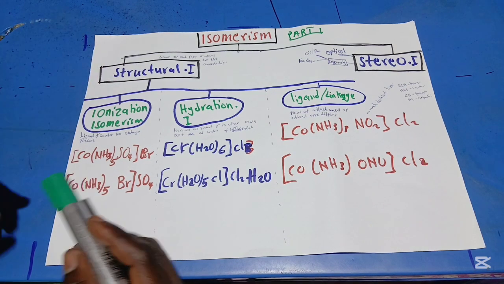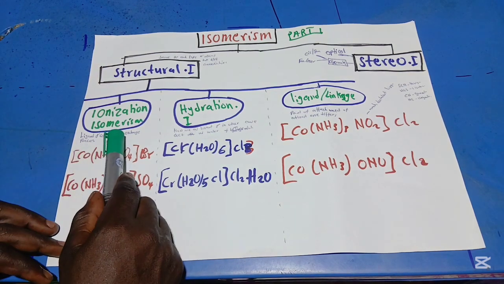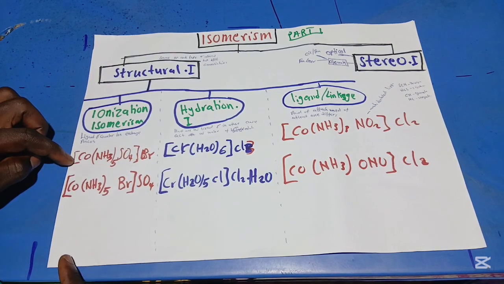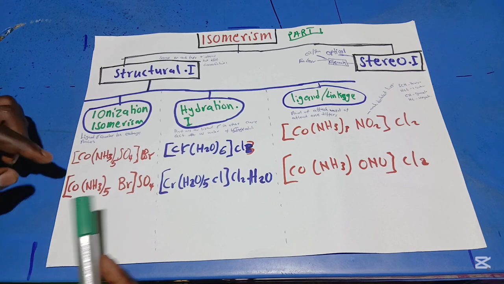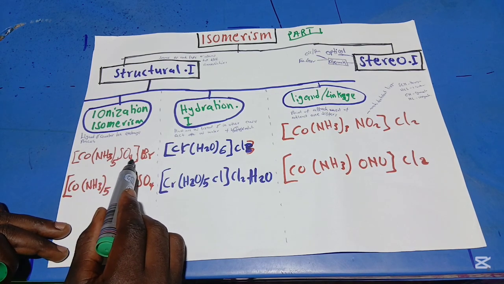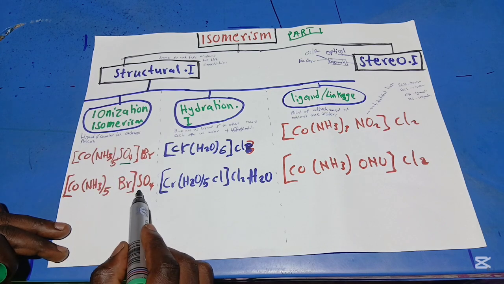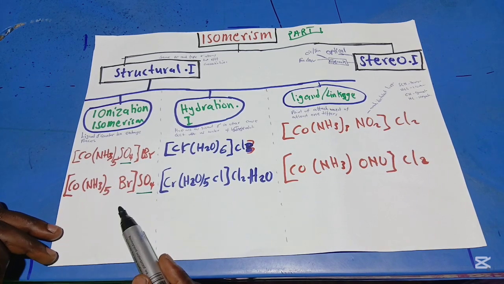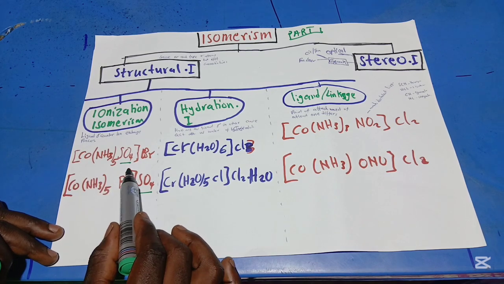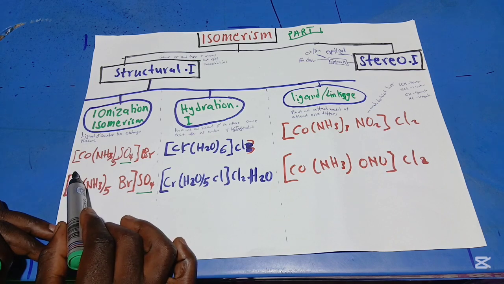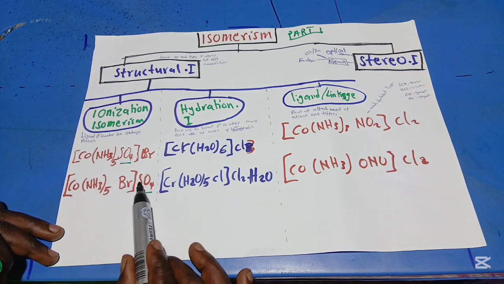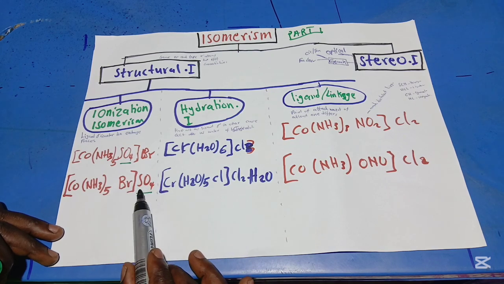So ionization isomerism. For ionization isomerism, look at these complexes. Can you see any difference? Here we have SO4 as a ligand, and here we have SO4 as a counter ion. Mind you, if you have a coordination complex, everything that is in the square bracket makes up the coordination sphere. Anything outside the square bracket is a counter ion.